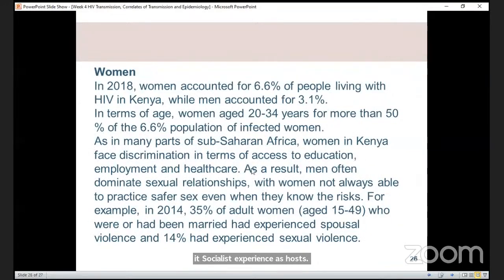Now, then we have women, that distribution. So as of 2018, women accounted for 6.6% of the people living with AIDS, while men accounted for 3.1%. It's more than that, right? Again, there are so many dynamics that may lead to this. Okay. So in terms of age, women aged 20 to 34 were more than 50% of the 6.6%.